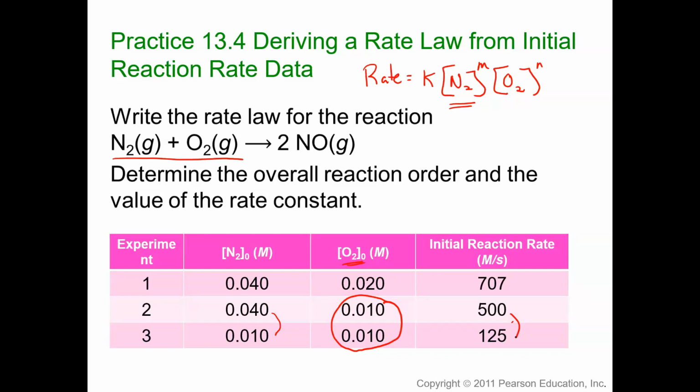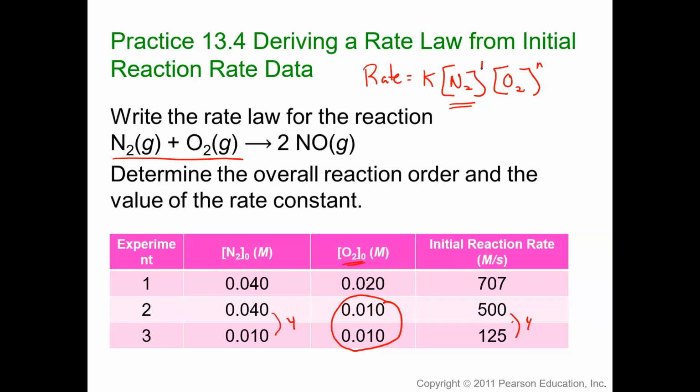I'm actually gonna put this on my calculator. So all you do is divide them to see. So it looks like first order to me. So 0.04 divided by 0.01, 4; 500 divided by 125, 4. Yeah, first order, because they both went up by 4. So this one up by 4, and this one up by 4. So it's first order with respect to N2. Okay.